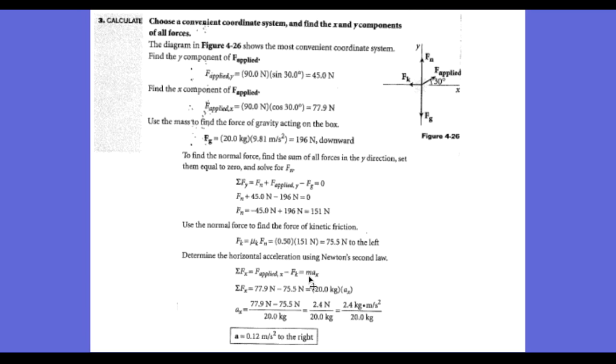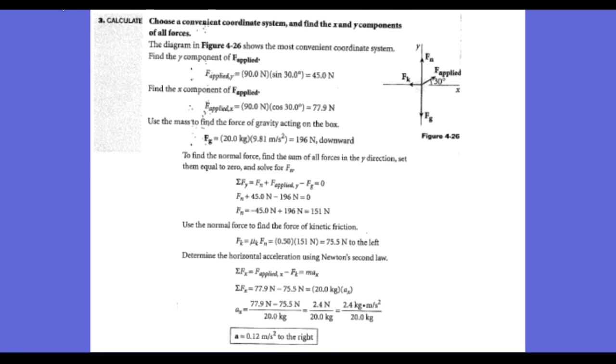In the x direction, the box is accelerating. The mass of the box is 20. There's my sum of the forces. I can solve that equation now for the acceleration of the box, and I get 0.12 meters per second squared to the right. All right.